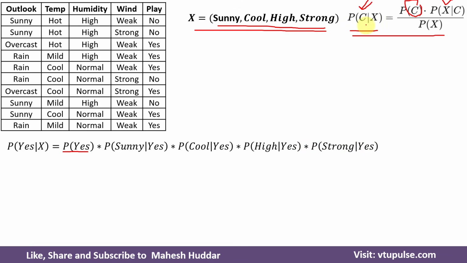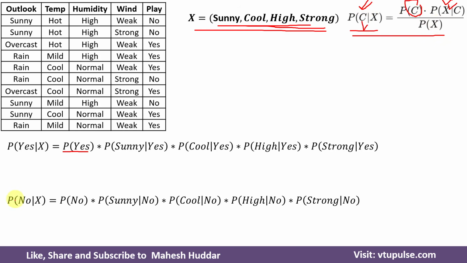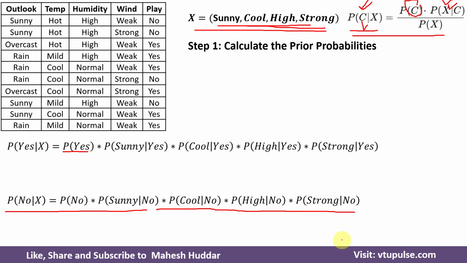And again we need to replace C by no and X by all these attribute values. Once you replace them, the equation will look like this, that is probability of no given X is equal to probability of no multiplied with probability of sunny given no multiplied with probability of cool given no multiplied with probability of high given no and multiplied with probability of strong given no.